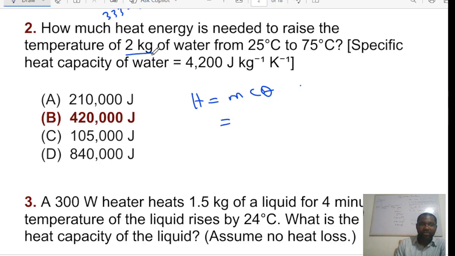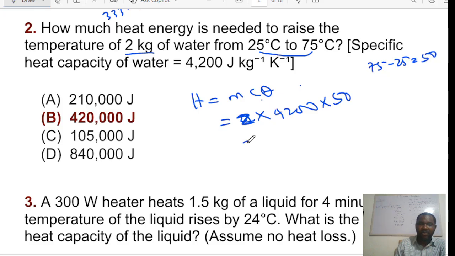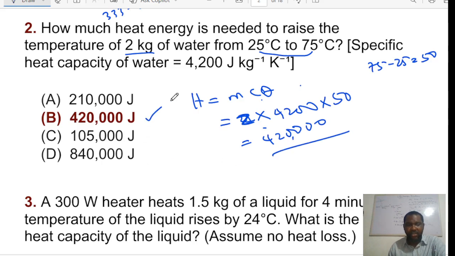The mass here is 2 kilograms based on the question, so let me write 2, then times the specific heat capacity, 4,200. Then the temperature change from 25 to 75 is 50, because 75 minus 25 is equal to 50. And this is going to be 100 times 4,200, and that means 420,000 joules. So the answer to this question is B.